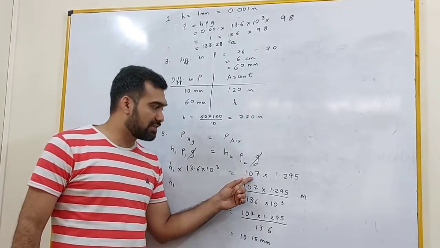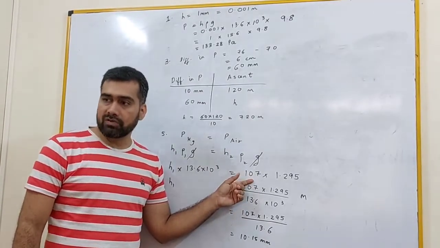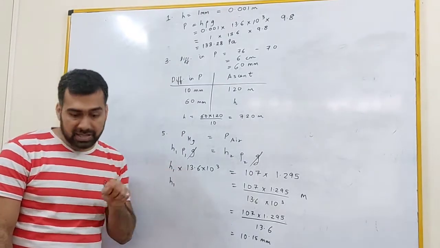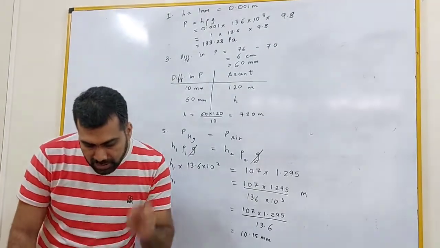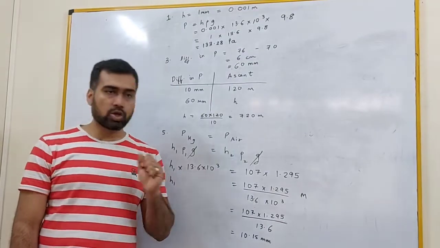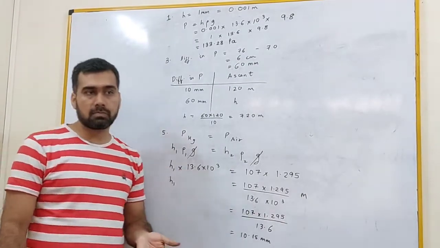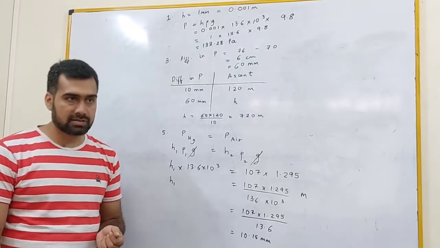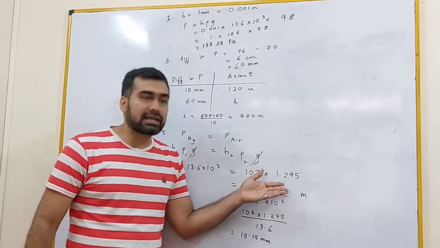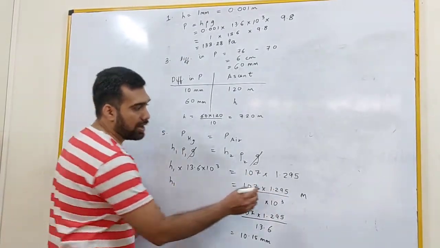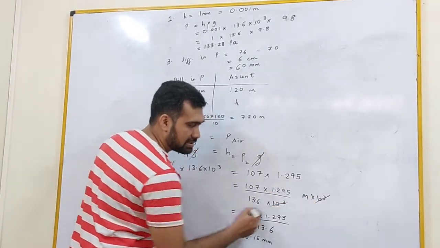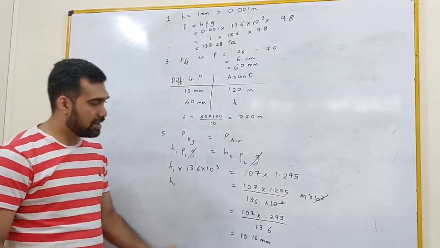But since 107 was in meters, we will get the height of mercury also in meters, SI unit. But they mentioned get the answer in millimeter. How do I convert meter into millimeter? Multiply by 1000. So I did it in the beginning itself. It was going to come in meters, but if I do into 1000, this gets cancelled. So I'm left with this.